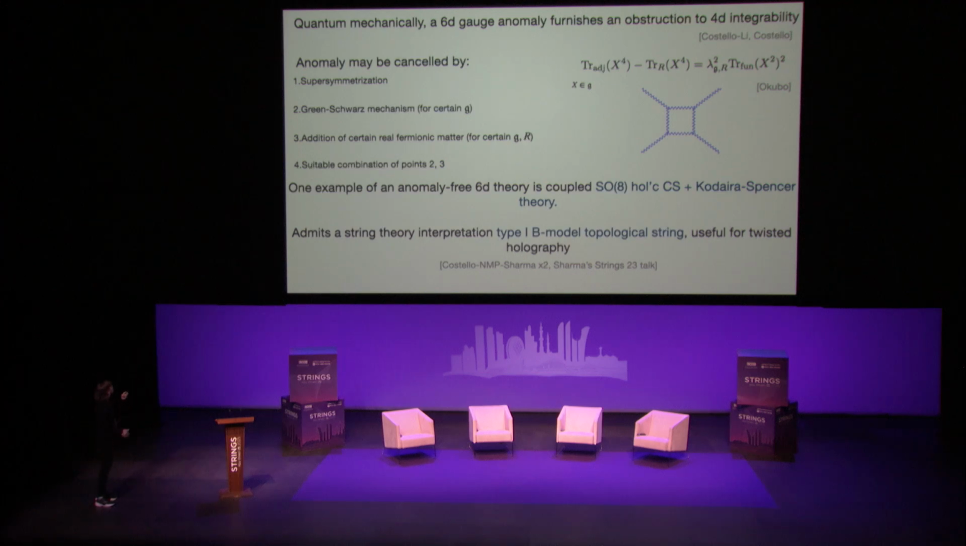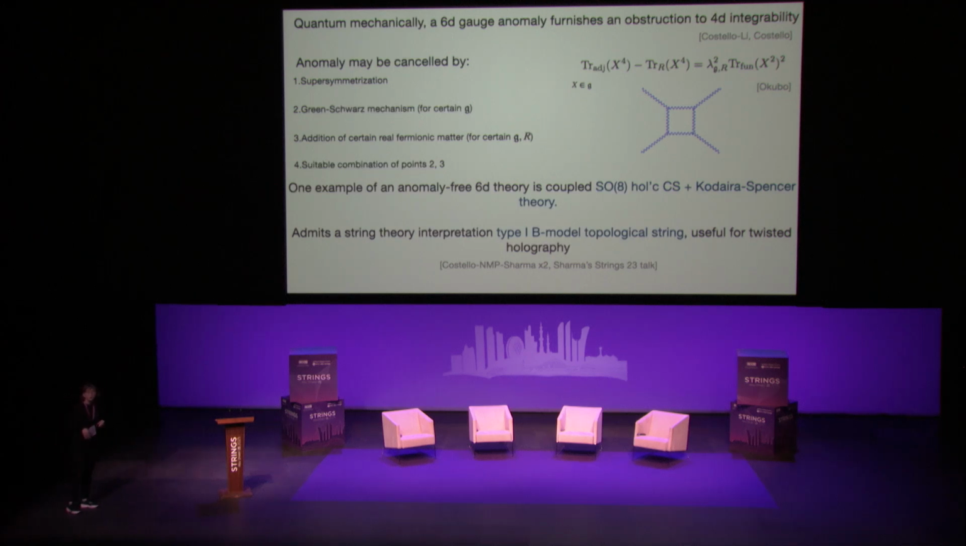So without going through the details, let me just briefly say a few ways you could cancel the anomaly, and then I'll get to some examples of self-dual gauge theories that do this. So, of course, supersymmetrization works, and since the beautiful seminal work of Witten on 4D N = 4 self-dual Yang-Mills, we know that the twistorial theory there is good and extremely useful. But I'll focus on non-supersymmetric theories today, and therefore other means of canceling the anomaly.